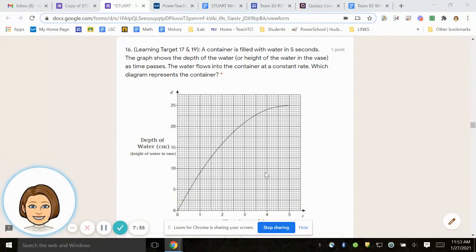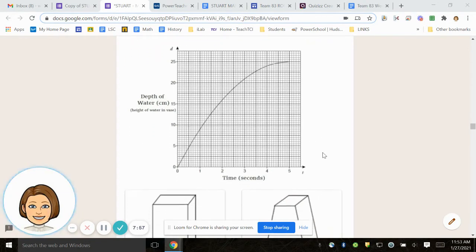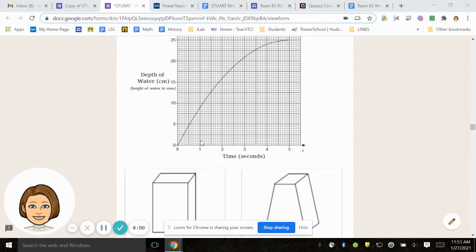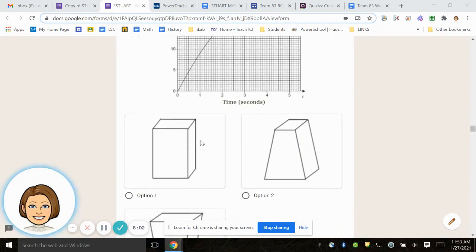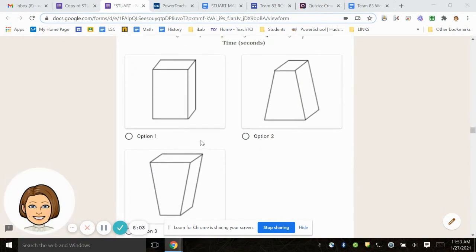Number 16, a container is filled with water in 5 seconds. The graph shows the depth of water or height of the water in the vase as time passes. The water flows into the container at a constant rate. Which diagram represents the container? So you're looking for a container that has a constant rate. Is it option 1, option 2, or option 3?